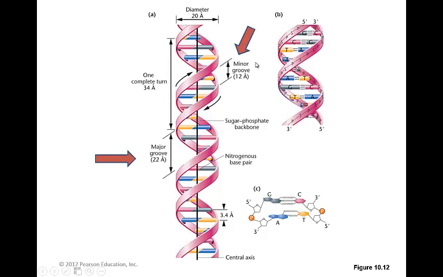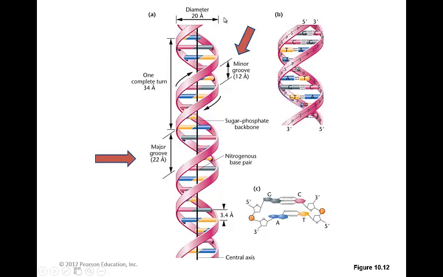So let's look at this a little bit more closely. There's a couple of really important parts I want to point out. First of all, one complete turn of the helix, you can see how it's turning here. One complete turn from start to finish, let's follow this backbone here until it comes back to that same point, is 34 angstroms. Angstroms is just a very small unit that we will use to measure these very, very small things. The diameter is very consistent, 20 angstroms.